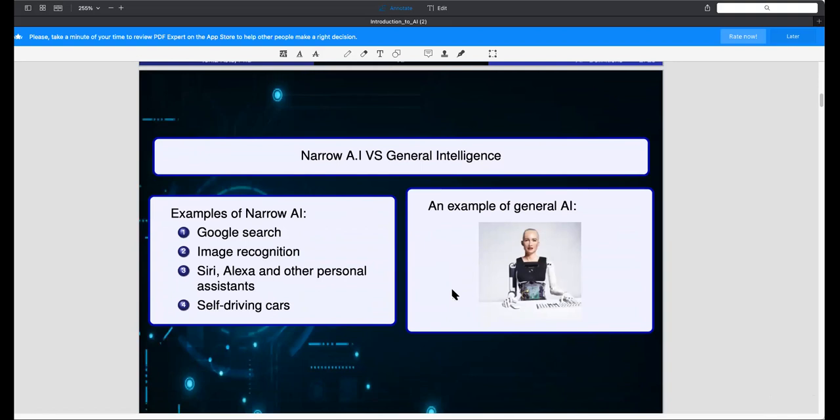Now, when we think about artificial intelligence, you will find that it can broadly be classified into two categories. The first one we call narrow AI, narrow artificial intelligence. What is narrow artificial intelligence? It's a way of using artificial intelligence to solve a specific problem. So the intelligence is in this specific problem, but it doesn't handle any other problem or any other aspect that is not in the domain that you have defined before you apply the AI.